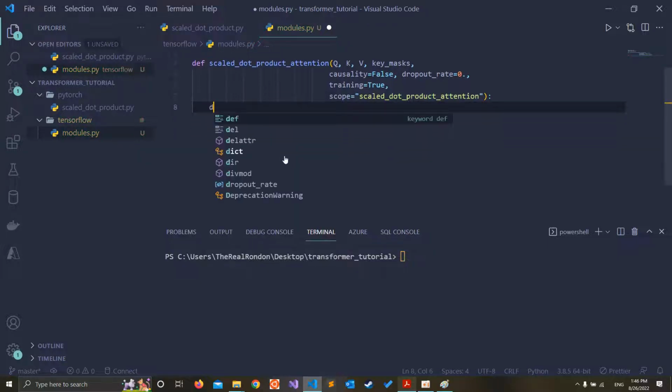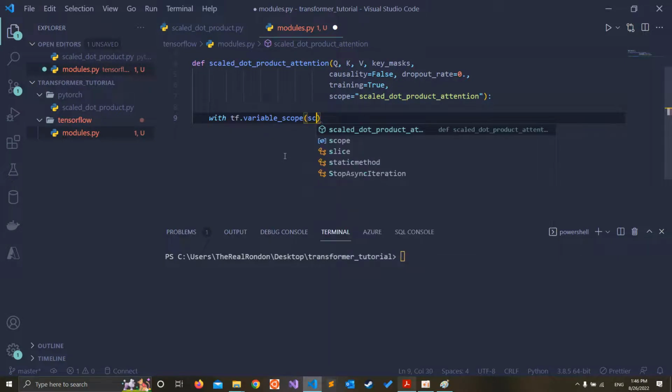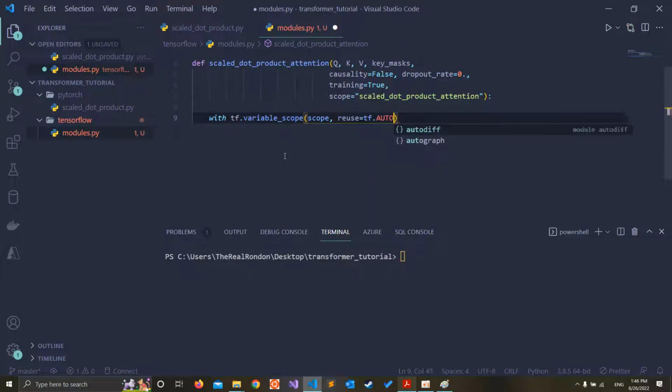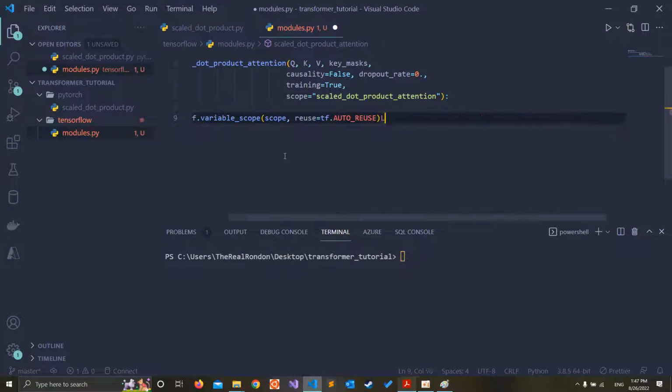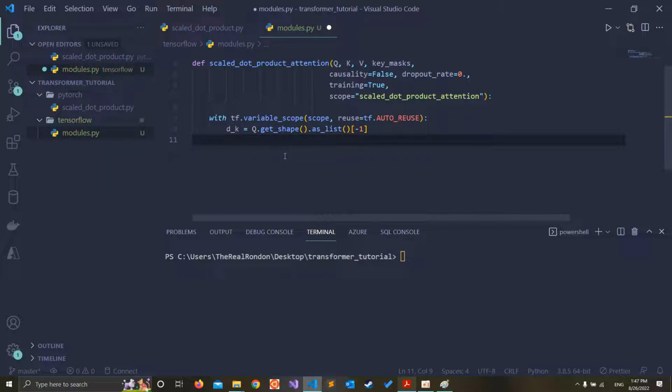Let me do it here. Okay. First of all, we are going to say with tf.variable_scope, which we are going to pass scope, and reuse equal to tf.AUTO_REUSE. We are going to use this variable. It's exactly the same d_k, or the dimension, that was mentioned here. We are going to say that Q.get_shape().as_list()[-1]. We are going to use the last dimension of this Q matrix.